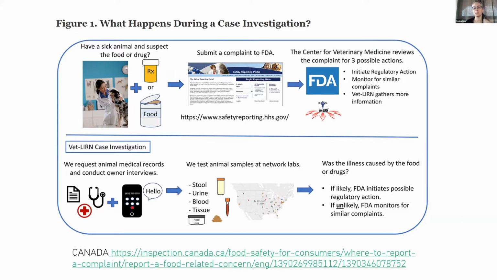But this is the process of collecting information for some sort of action in the end, which again defines a surveillance system. In Canada, the only equivalent that I could find was the Canadian Food Inspection Agency, which has a page on where to report a complaint. It's a little more driven by human than animal concerns, but certainly is a similar sort of mechanism.